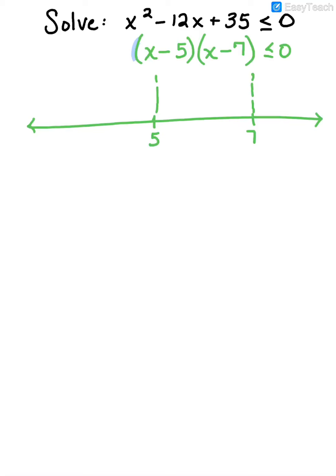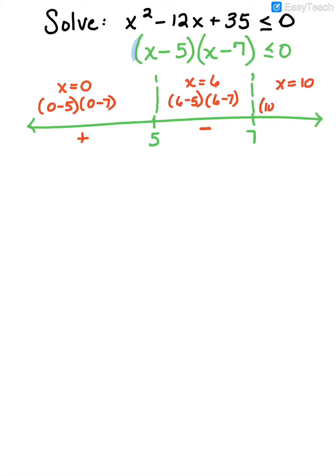And so if you want to do the test points, for example, if you plugged in x equals 0 over here, you would have 0 minus 5, which is negative, times 0 minus 7, which is also negative. So negative times negative would be positive. In the middle, you could use something like x equals 6. So 6 minus 5 is positive, but 6 minus 7 is negative. So overall, positive times negative is negative. And then over here, you could use something like x equals 10. So 10 minus 5 would be positive, and 10 minus 7 would be positive. So overall, that would be positive.